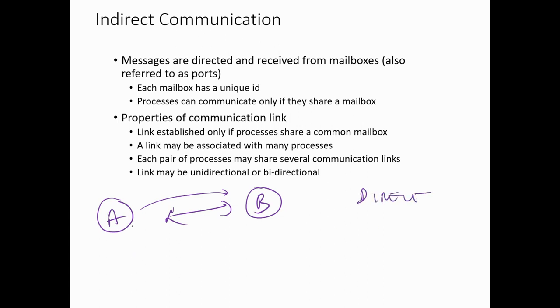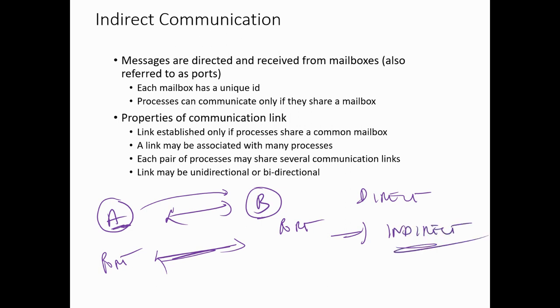What is going to be indirect communication? I'm going to say this message is going to be directed, but I'm not going to say from which process it is going to come or which process is going to receive it. Instead, I'm going to use the mailboxes. That means I'm going to have the port address here. This is called indirect communication. Every mailbox has a unique ID, and processes can communicate only if they share a mailbox. If they don't share a mailbox, then the processes can't communicate with each other, right?